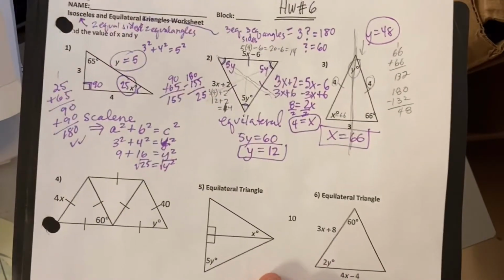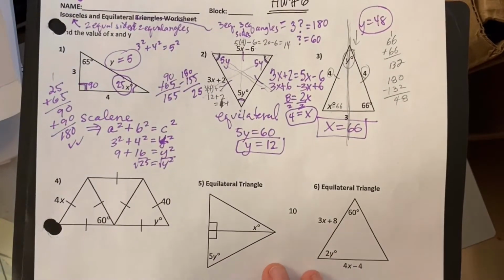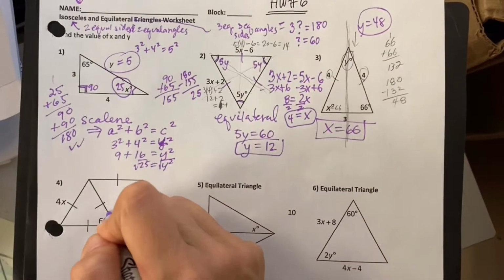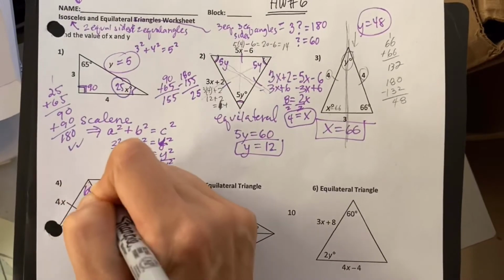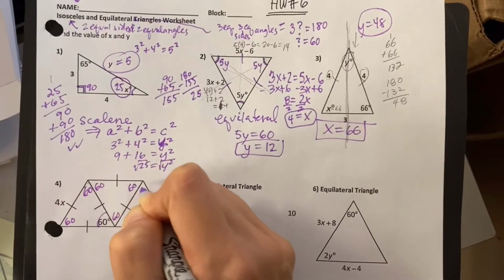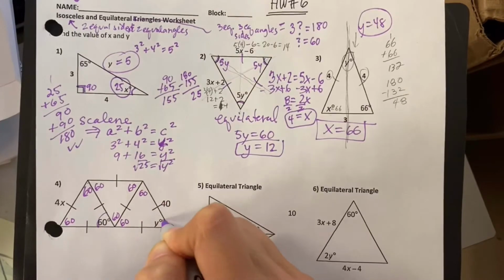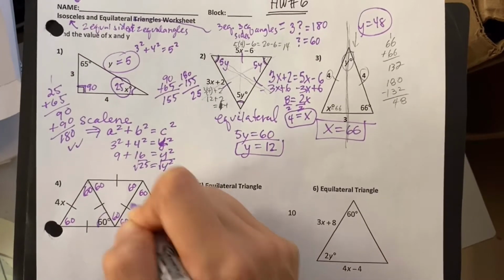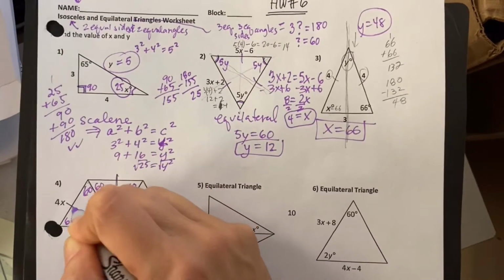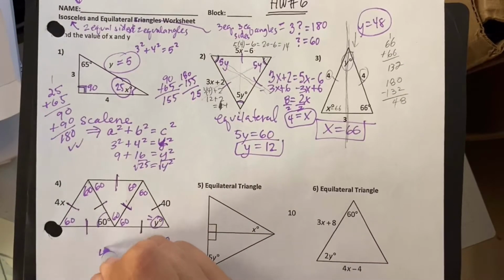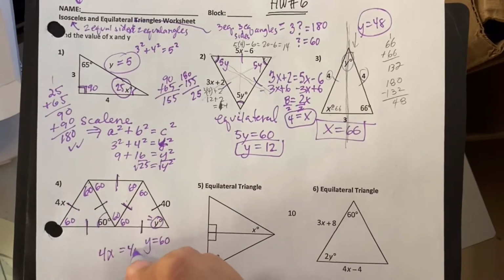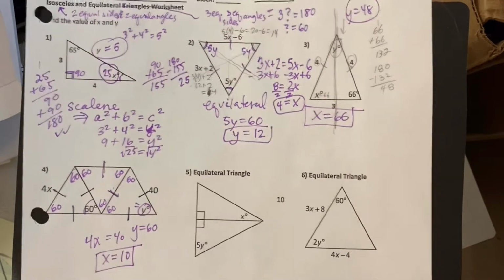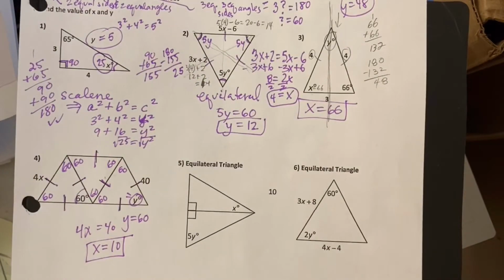All right. Let's look at the next question. All 3 sides are equal. Cool. So these are all 60. These are all 60. Y is 60. That's 40. That's 40, all of them. So 4x has to equal 40, which means x has to be 10. Cool. So cool.